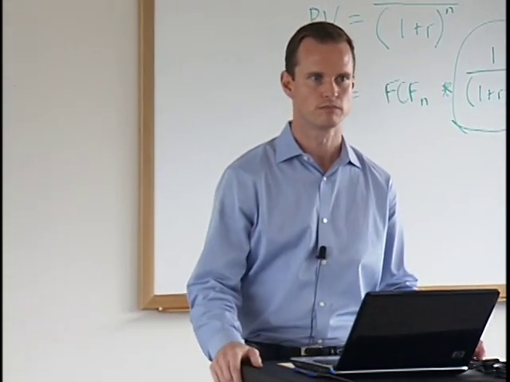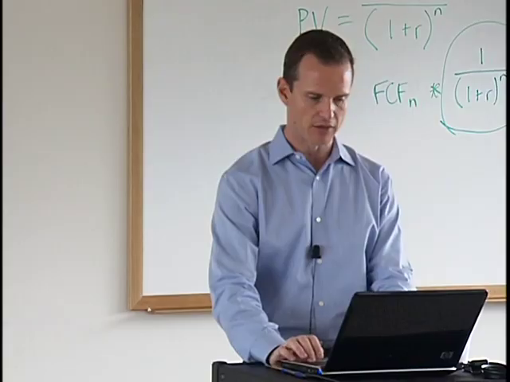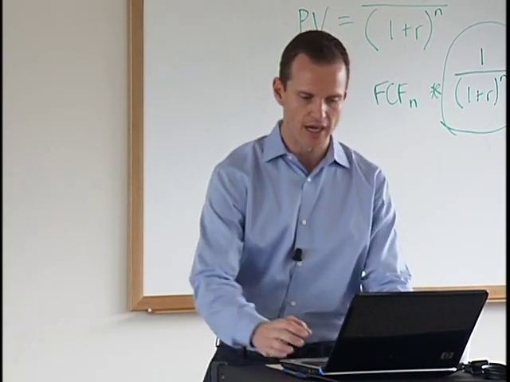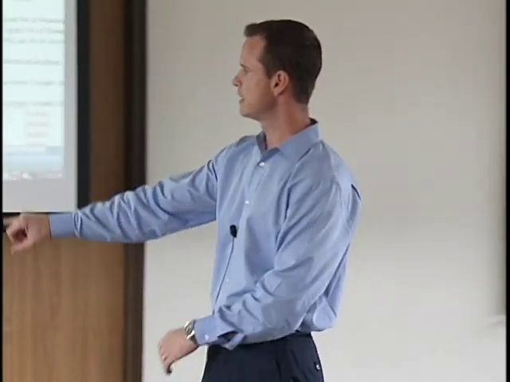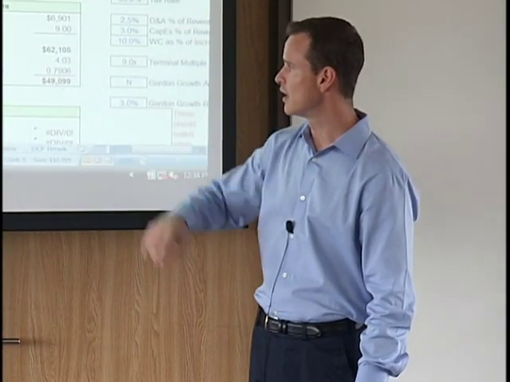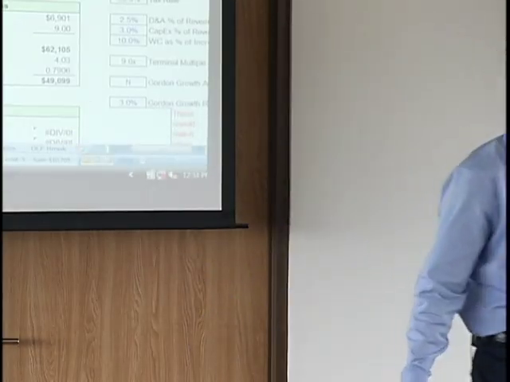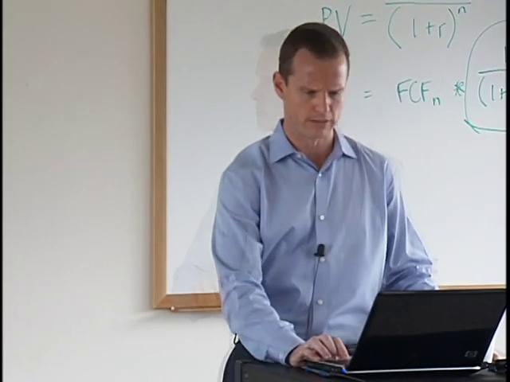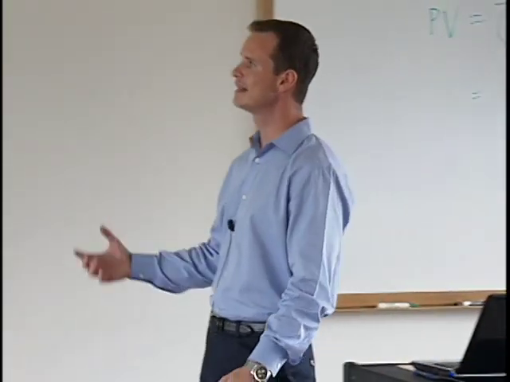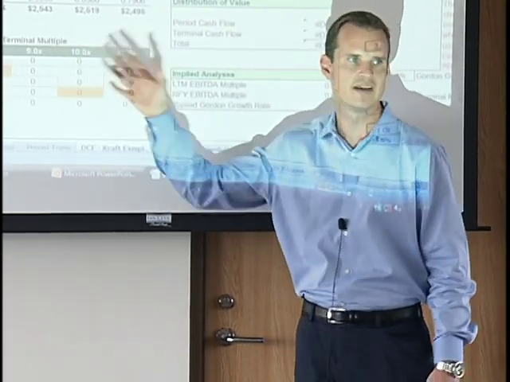So what's the value of the company? We showed the present value of our period cash flows, years 1 through 5, 10.7 billion. If we add that to the present value of our terminal value, it ends up being about 59, or 58.8 billion. The way we typically present this as bankers is in the form of a data table.